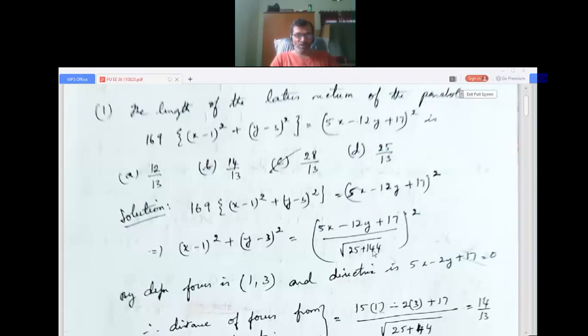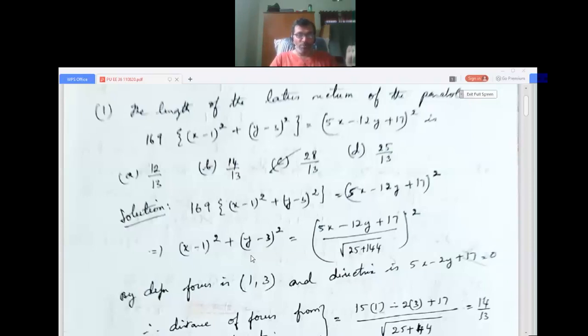Now why do I do it like this? Because this is clearly the definition of parabola. What is the definition of parabola? It is the locus of the point, that is the path traced by the moving point under a certain geometrical condition.